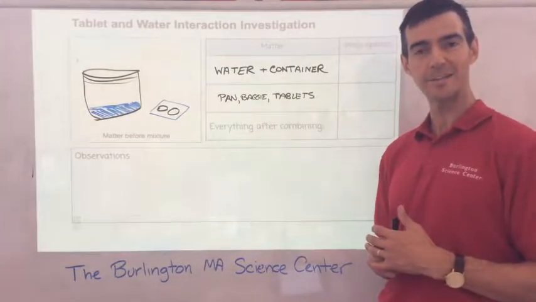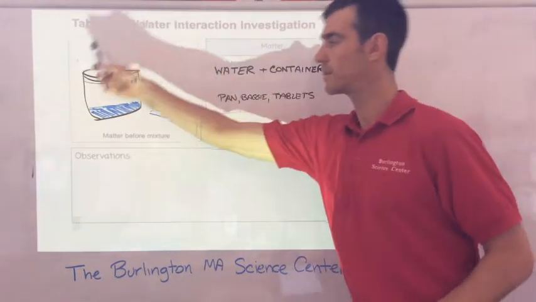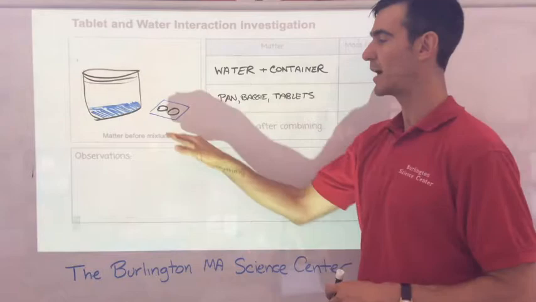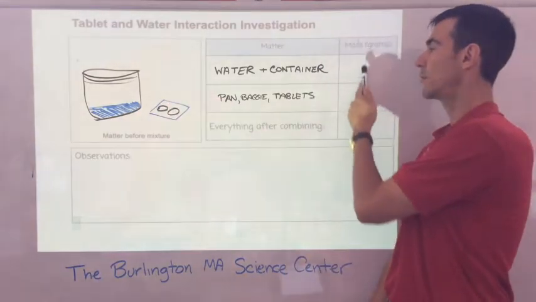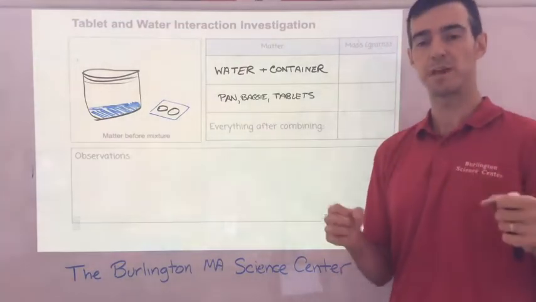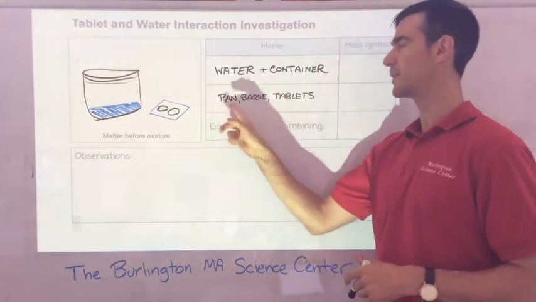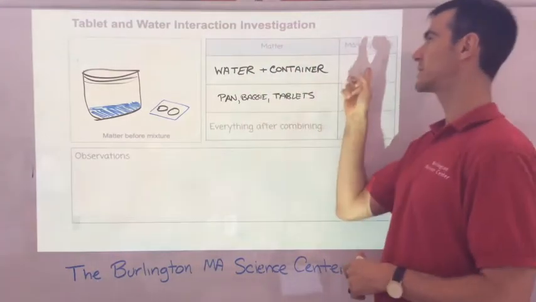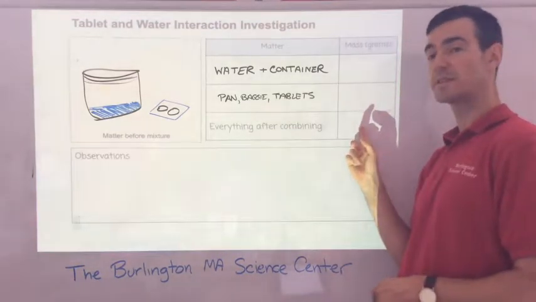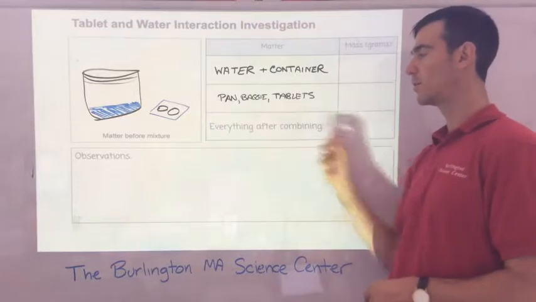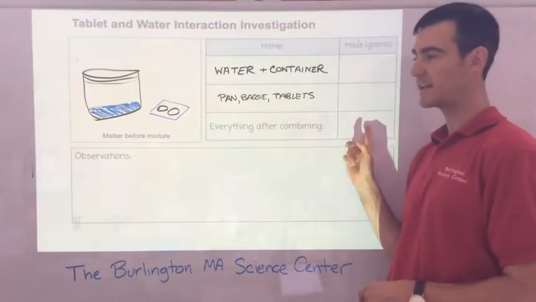Before combining the matter together, you'll want to make sure that students first complete the diagram section of their student notebook of matter before the mixture and the table to insert the weight of the two types of matter systems, the watering container and the pan, baggie, and tablets into the appropriate column. Again, once we put it all together and we measure later on, we'll want to determine the weight of everything after combining and insert that here.